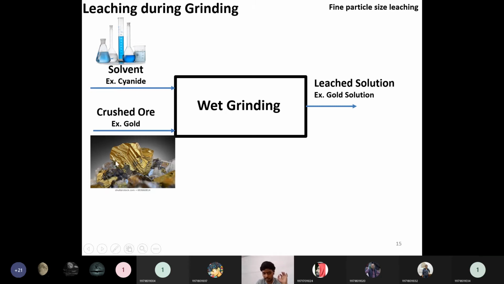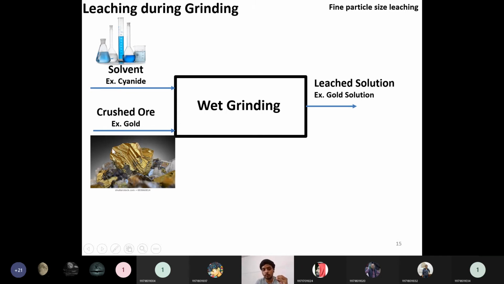If you take this as a gold mine or a gold ore, the gold will be present inside that ore. Very hard material will be there inside that one. The gold in very minute quantities will be there. Those minute quantities cannot be accessed by the solvent simply in a coarse particle range.